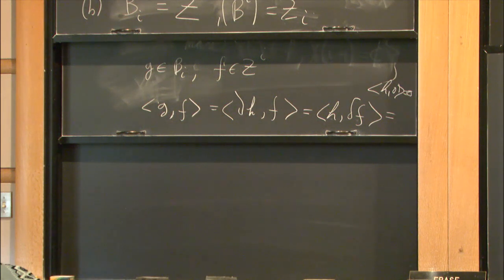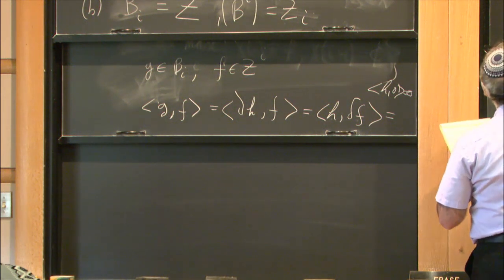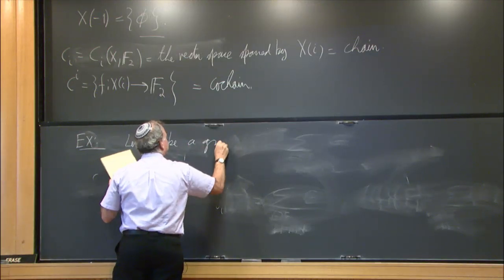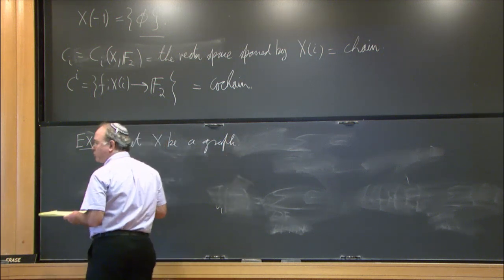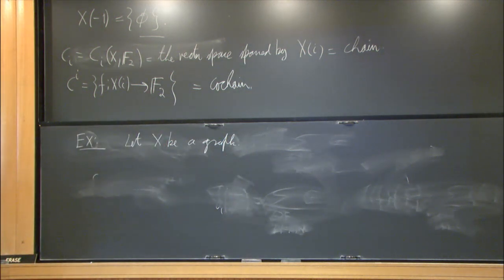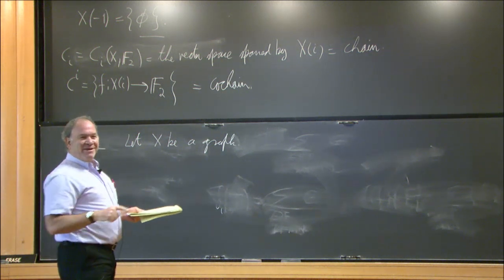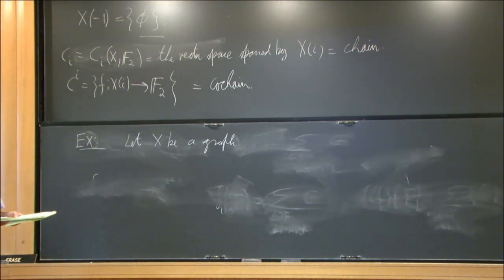So let's take, for example, examples. Let X be a graph. We all know what that means. A graph for us is a simplicial complex of dimension one. It has edges, vertices, and also the empty set as a cell of dimension minus one.